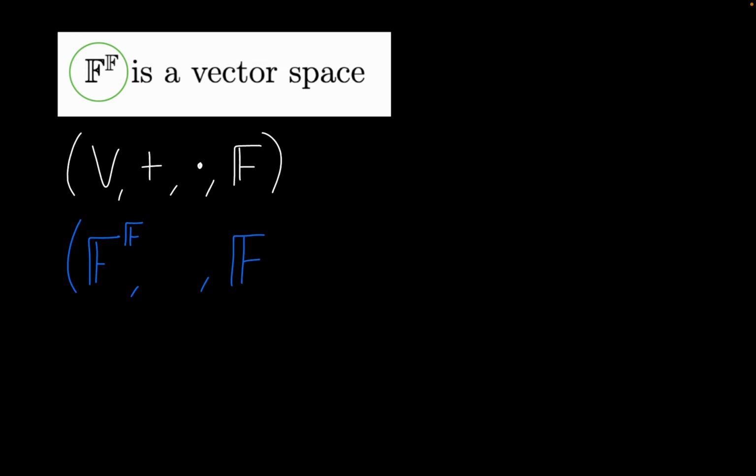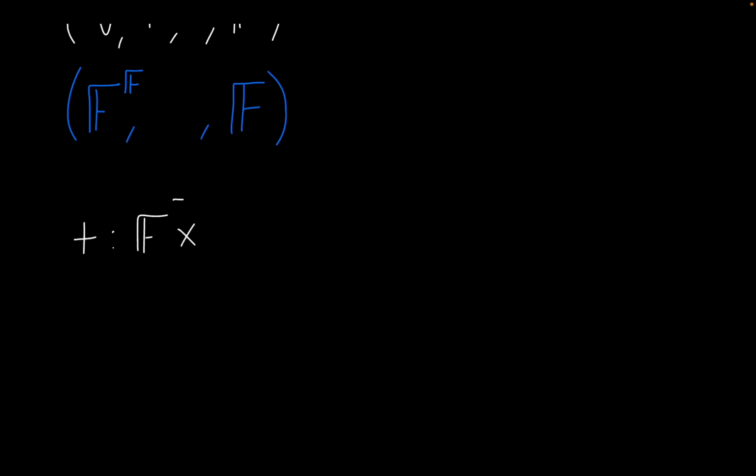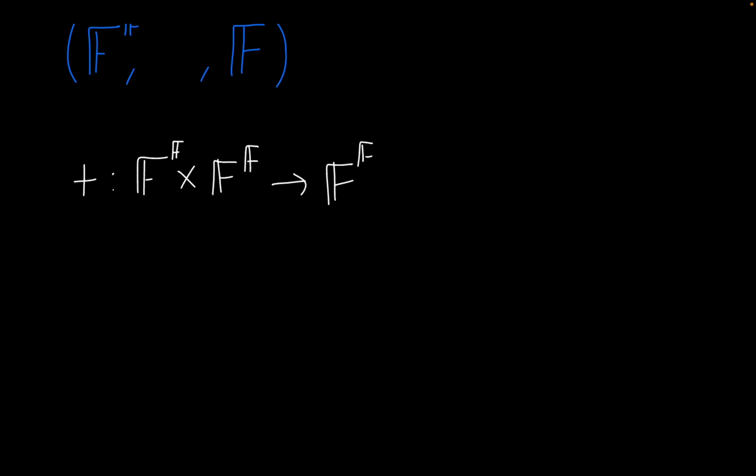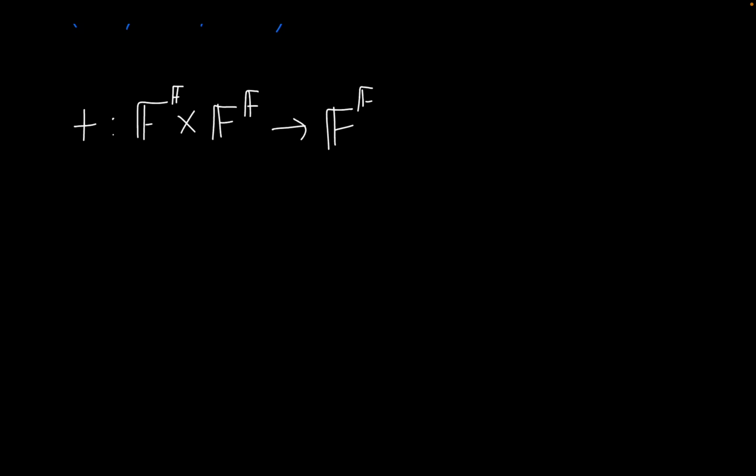What we need are specific definitions for plus and dot. So we need a definition for the addition. We need a definition for the scalar multiplication. So the plus will need to be a function from F to the F, Cartesian product with F to the F, to F to the F. So a very typical definition that you see being used for functions is, so by the way, let me make clear what are the inputs to plus.